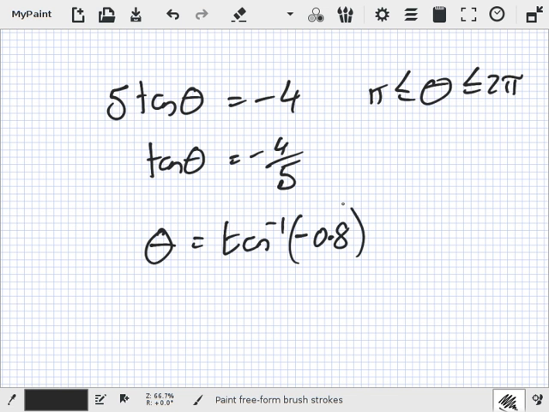Do you have a calculator? I didn't say. Do you have a calculator? Okay, let me get my calculator then. It means like shift and. That's right. How do I do that here? Hang on, let me open up Google.